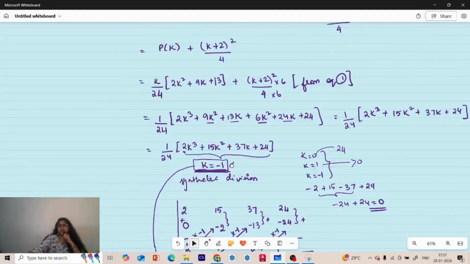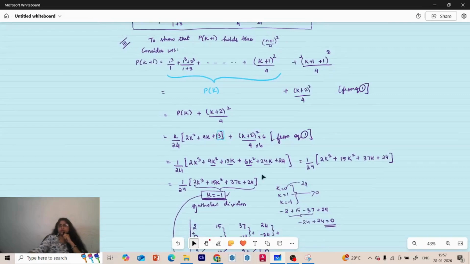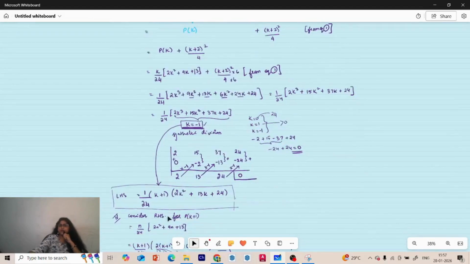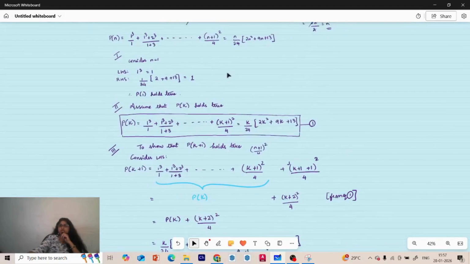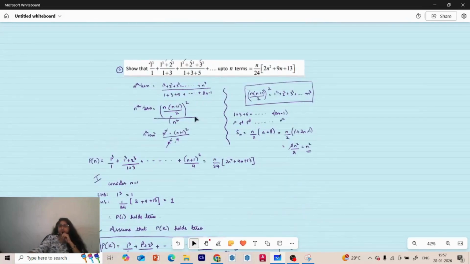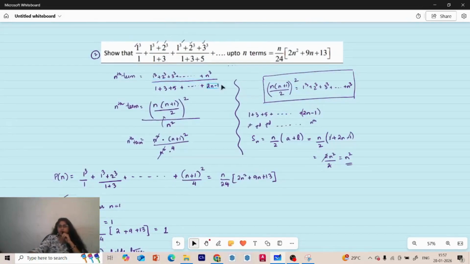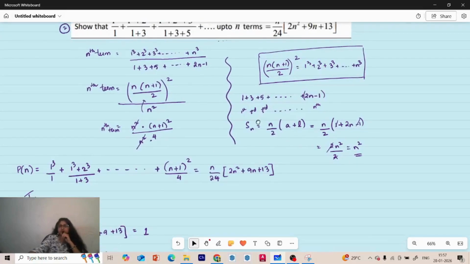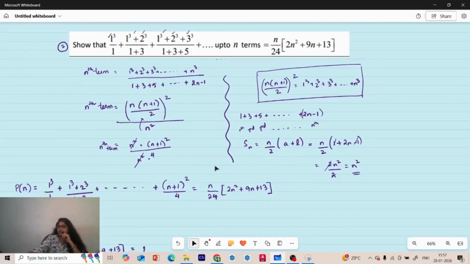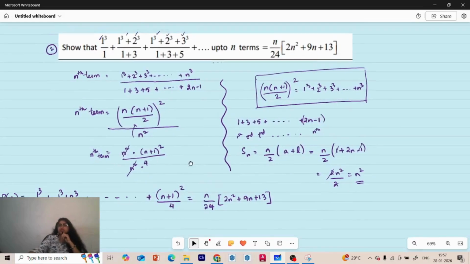Just that, of course, you should know how to factorize your cubic equations and remember these small formulas, like sum of cubes, sum of squares and stuff like that. But we already studied these concepts in grade 10, so it shouldn't be very difficult.